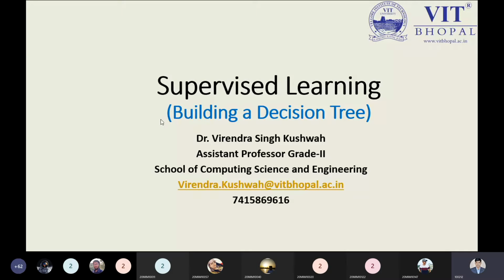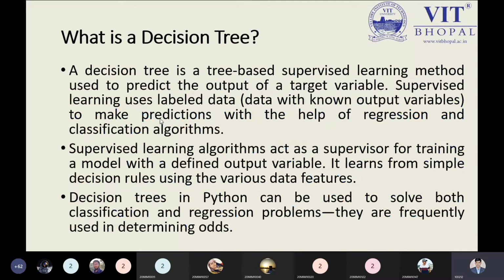So before moving to the building part of the dysentery, let us have a quick revision of the dysentery. What is it actually? So dysentery is basically a tree-based supervised learning method, and that is used to predict the outcome based on the target variables. So that part we have already discussed. And a supervised learning algorithm is basically represented as supervised, so definitely we have this name over here, supervised learning.